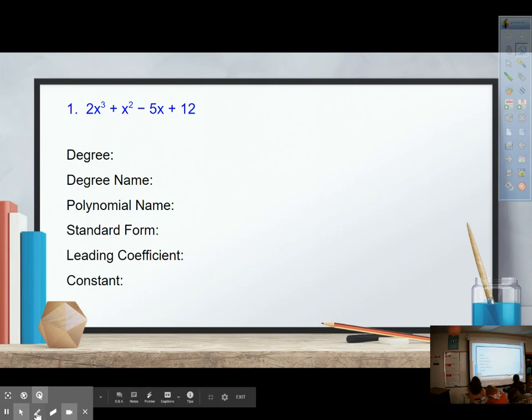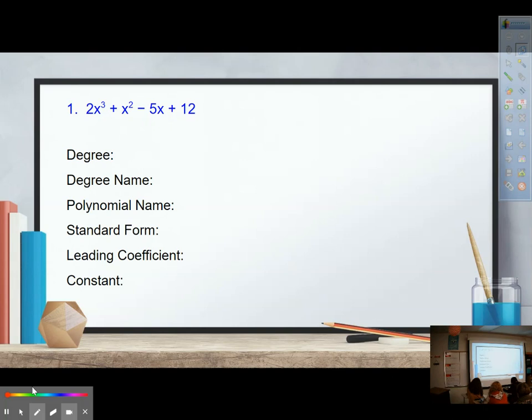Now let's do an example. 2x to the third power plus x squared minus 5x plus 12. First, I'm going to look at the degree. The degree is the biggest exponent, which is 3. And the degree name, if I look back at my table, a degree of 3 is known as cubic. The polynomial name is based on how many terms it has. This has 4 terms and there's no special name for 4 and above, so I would just call this a polynomial.